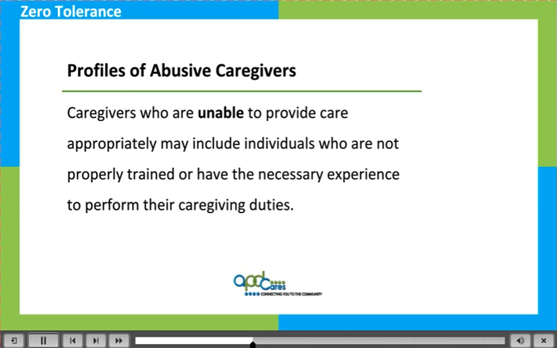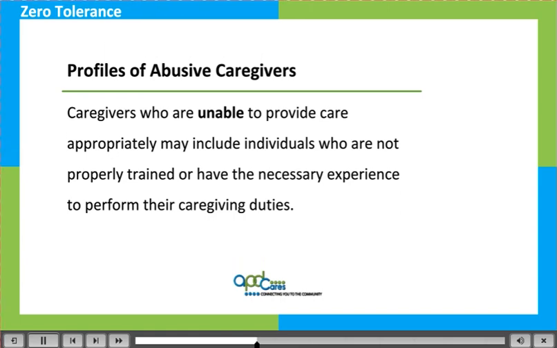Profiles of abusive caregivers. Caregivers who abuse, neglect, or exploit individuals with developmental disabilities are either unable or unwilling to provide care to these individuals in an appropriate way. It is very important to understand what is going on with these types of caregivers, because that will help us develop and implement prevention strategies, which we will talk about later on in this training.